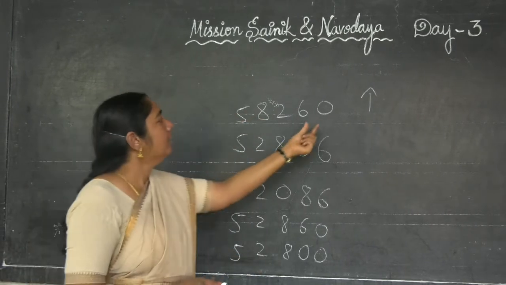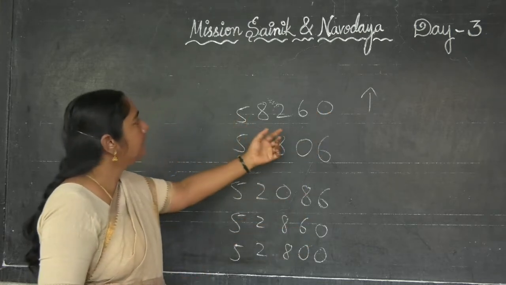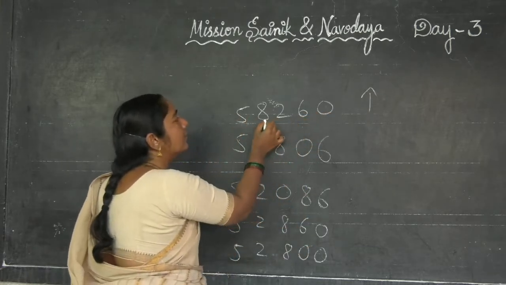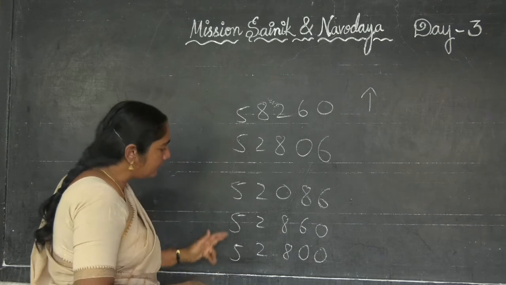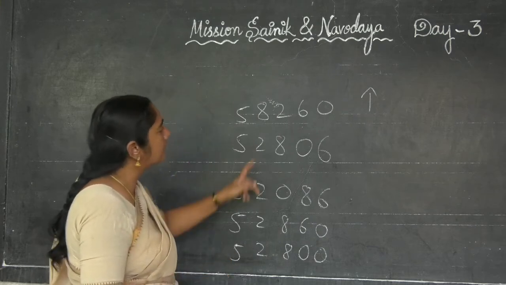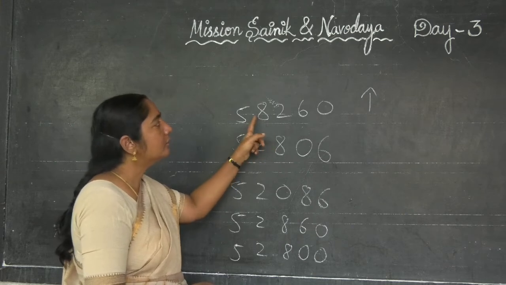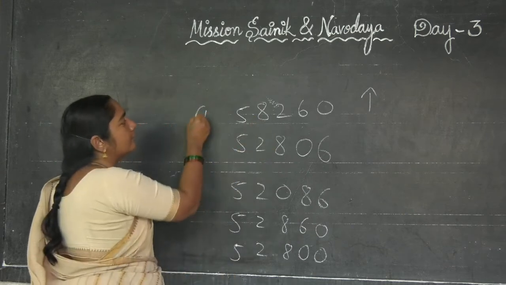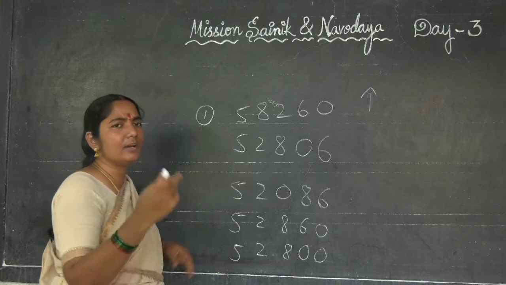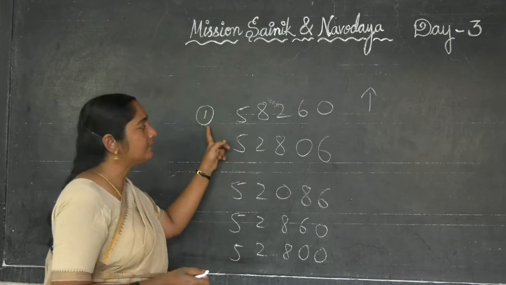Whenever you are comparing, don't look at the units place. See the units, tens, hundreds, thousands, ten thousands. In the ten thousands place everybody is common, so don't consider it. Next, go to the thousands place. 8 is there, the highest one. So this is the largest number, the first rank.